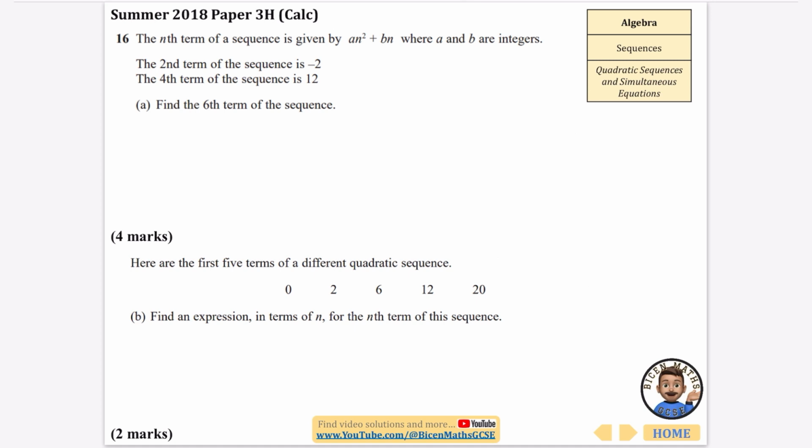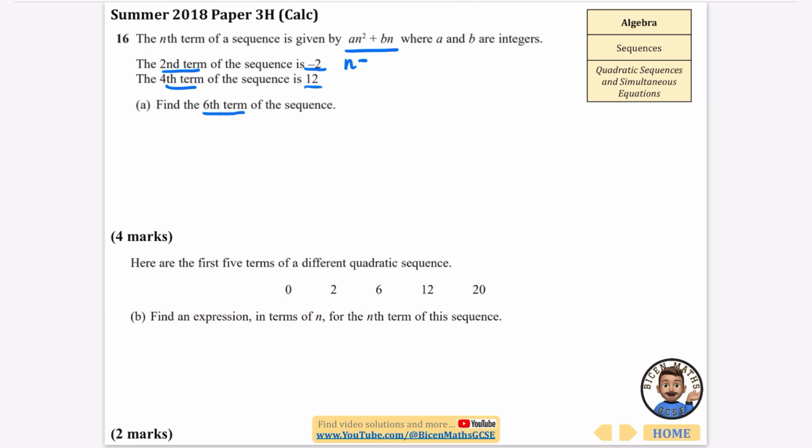Okay, this time we have something that's a little bit different. It says quadratic sequences and simultaneous equations. The nth term of a sequence is given by this, where a and b are integers. The second term is -2, and the fourth term is 12. Find the sixth term of the sequence.